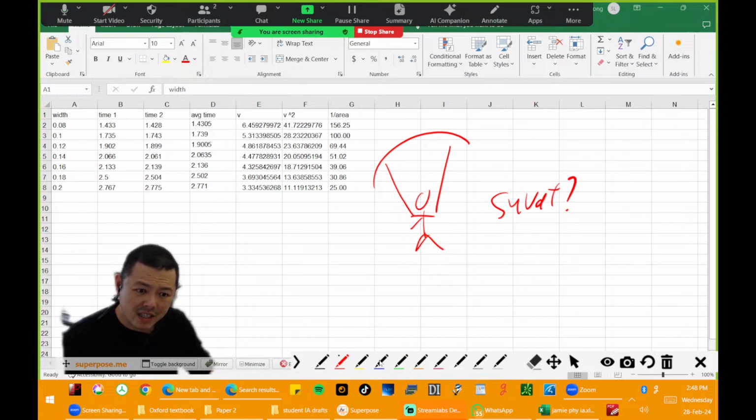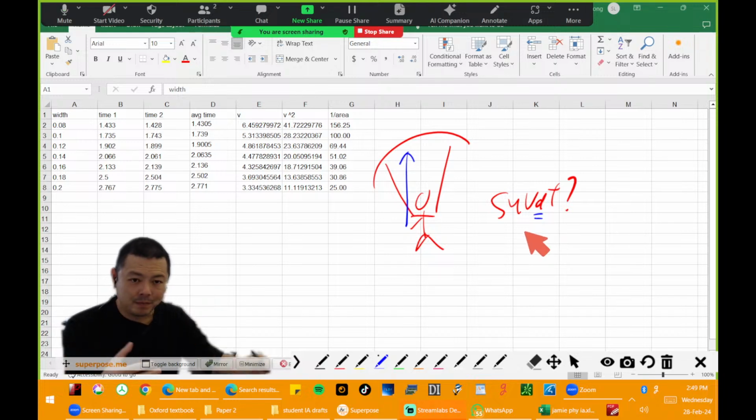but there's air resistance, and air resistance causes the acceleration to change. You can only use SUVAT when acceleration is constant, right? So if acceleration keeps changing, how can you use SUVAT? You can't. No way.